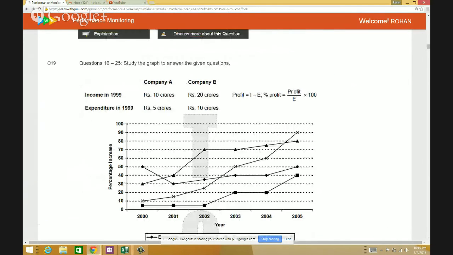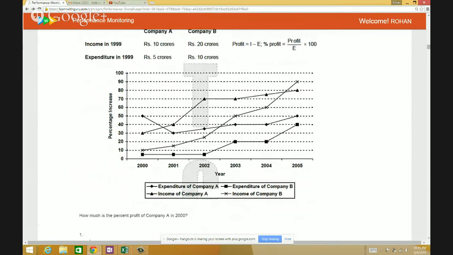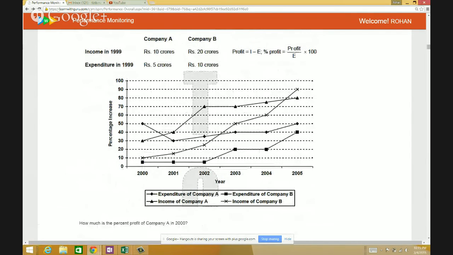Next question. How much percent profit of company A in 2000? So company A in 2000. First, let's find the income of company A in 2000. Now in 2000 company A's income rises by 30%. It's going to be 13 crores is the income. Okay. Expenses of company A go up by 50%. It's going to be 7.5.